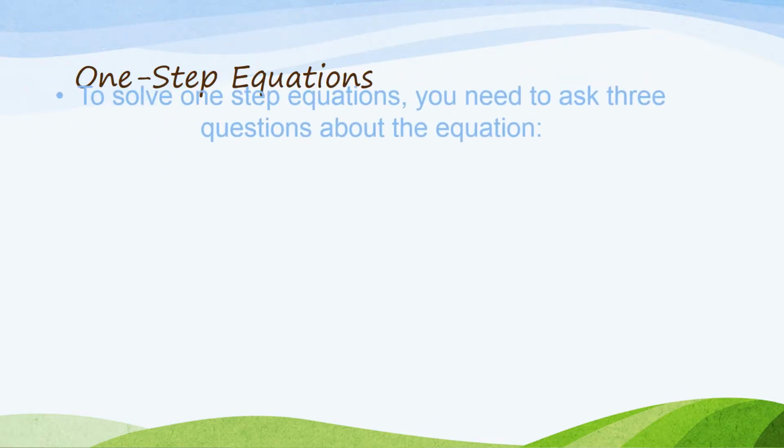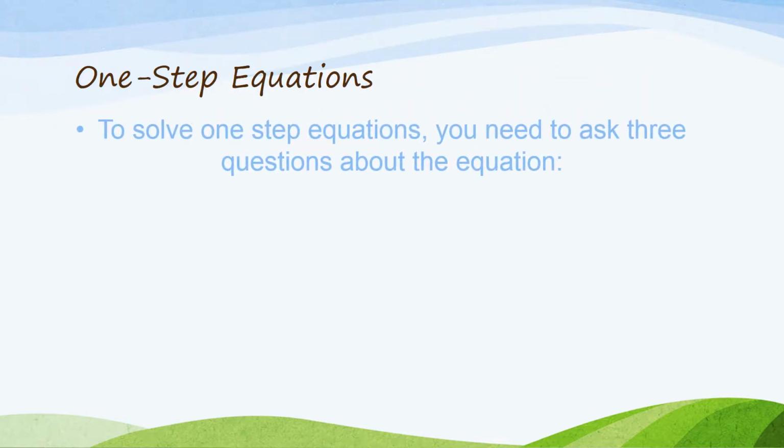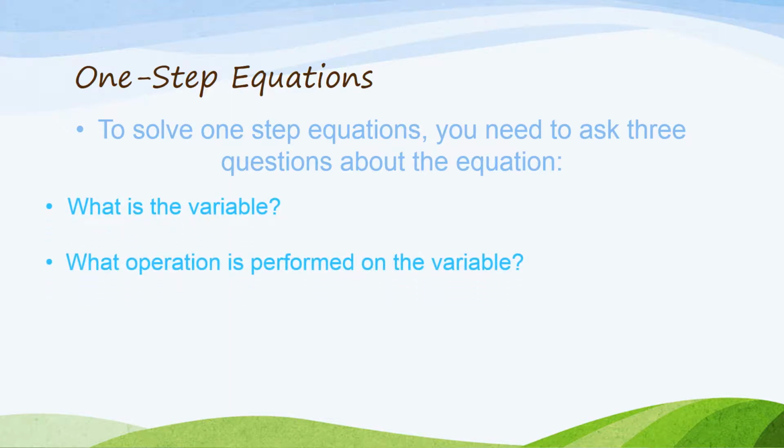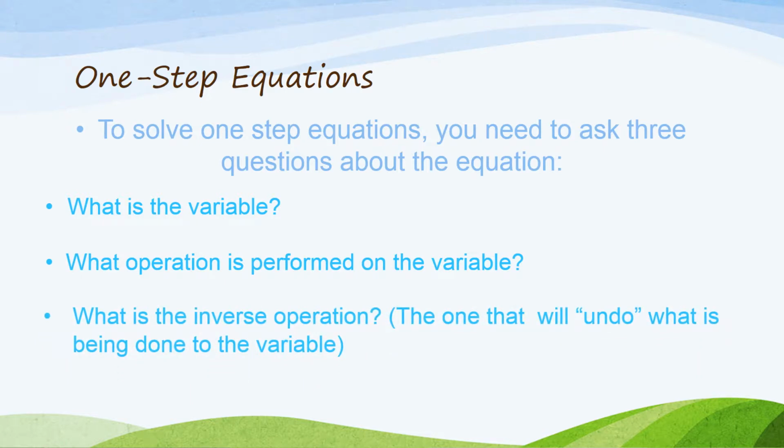Now when solving one-step equations, you need to ask 3 questions about the equations before you even get started. What is the variable? What operation is performed on the variable? So this might be adding, subtracting, multiplying, or dividing. And what is the inverse operation, the one that will undo what is being done to the variable?